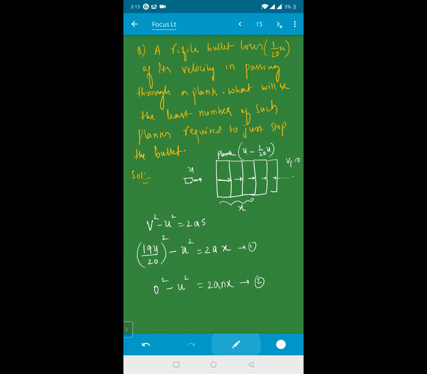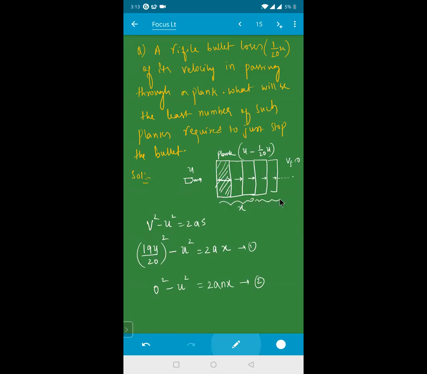Is it clear? Yes, sir. Look again. This one is for this much: the moment it is passing through this plank, it loses this much velocity. The initial velocity is u. The moment it enters the plank, the final velocity becomes u minus 1/20 times of u, that is 19u by 20, whole square. Initial velocity is u square, that is equal to 2a into x, for passing through one plank.